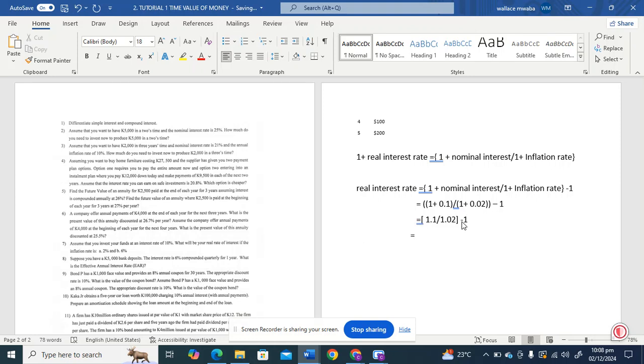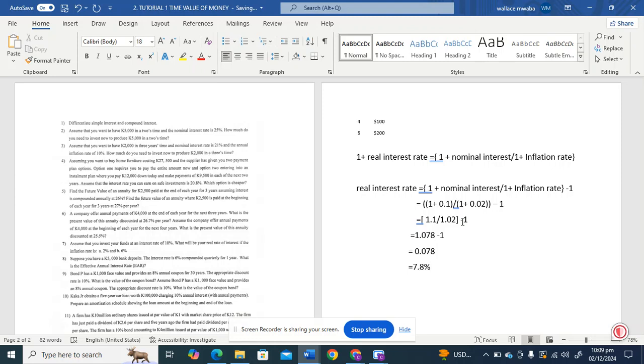So 1.1 divided by 1.02, you get 1.078 minus 1, you get 0.078. Multiply this by 100, our real interest rate is 7.8%.